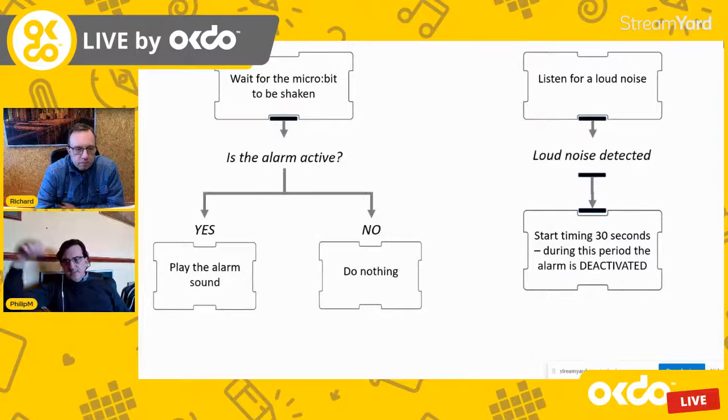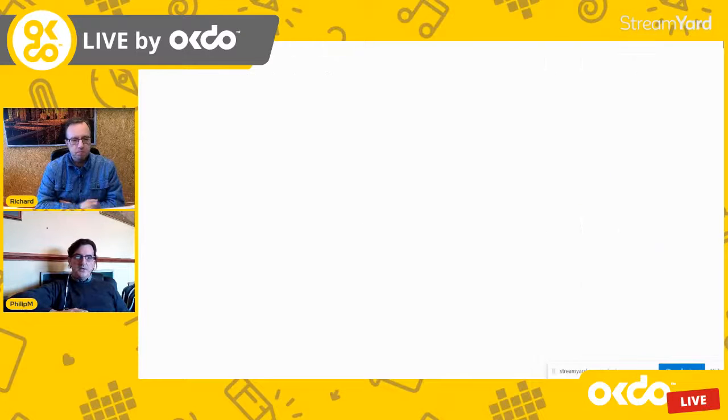When we detect that the microbit has been shaken, in code, we want to ask the question, is the alarm active? If the alarm is active, then we'll play the alarm sound. And if the alarm isn't active, then we'll do nothing. Okay. That's what happens when the microbit's shaken. We listen out for a loud noise. When we hear a loud noise, we are going to set the alarm to be inactive. And for 30 seconds or 20 seconds, however long you need, we will deactivate the alarm and it won't go off in that period. So that's basically what we're going to do.